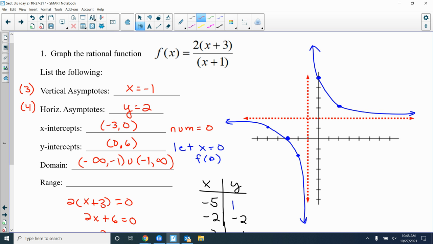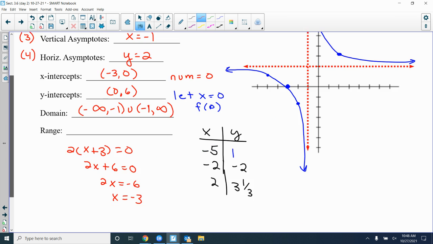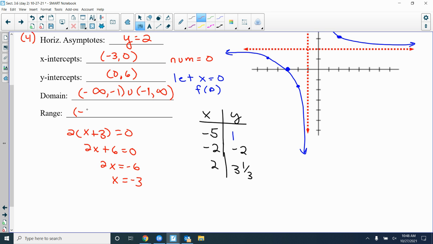All right, the range. It can hit the horizontal asymptote, but it doesn't always. So you always have to look at it a little bit closer. This one does not cross over. So on the right-hand side, it stays above 2, and on the left-hand side, it stays below 2. So it doesn't include 2 in our final answer. So our range is everything but 2. Negative infinity to 2 union 2 to infinity. Okay.